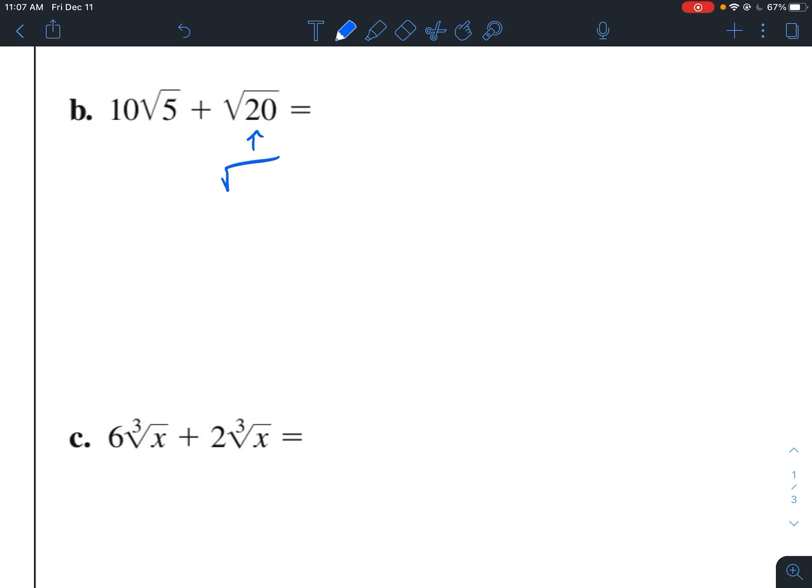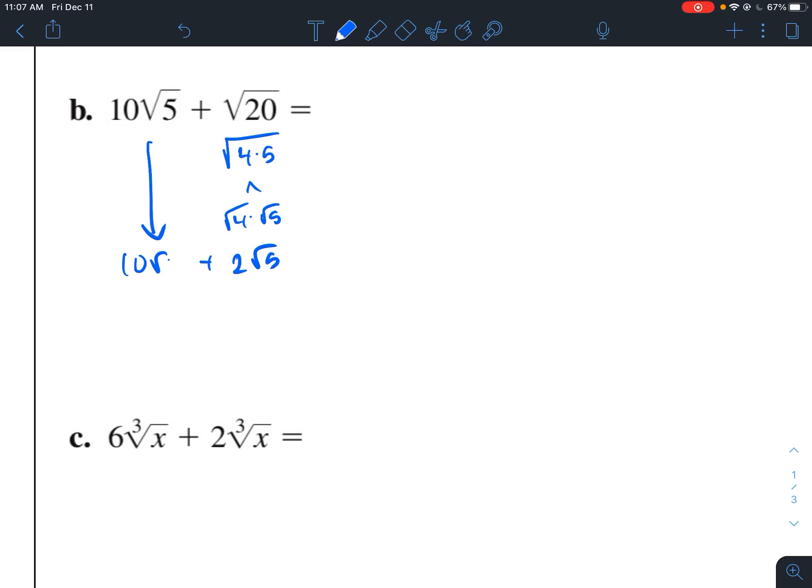I know that the square root of 20 is 5 times 4. And I can change this to be, or I guess more specifically, I could write this to be the square root of 4 times 5. And using the product property, this is the square root of 4 times the square root of 5. So then this is going to be 2 square root of 5.